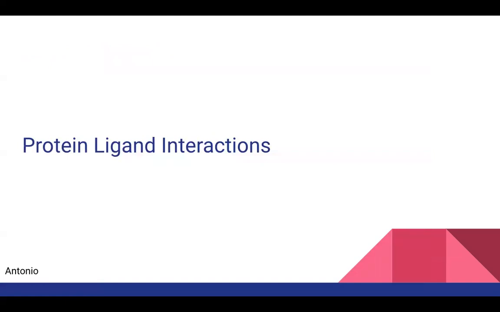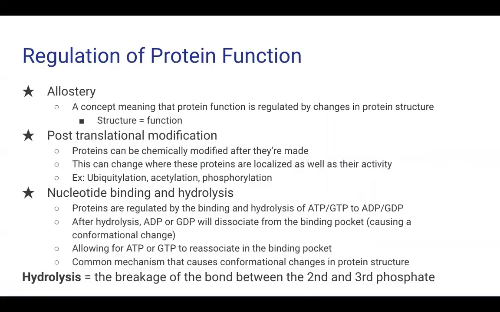All right, so now we will talk about protein ligand interactions and protein regulations. So protein regulation falls under three main points, which are allostery, post-translational modification, and nucleotide binding and hydrolysis. So we're going to go into depth in the next slides into each of these.